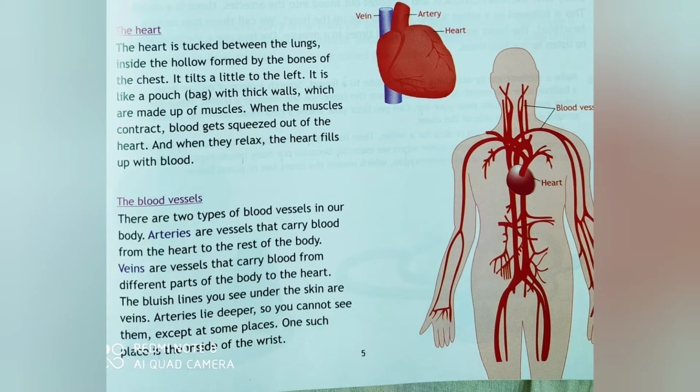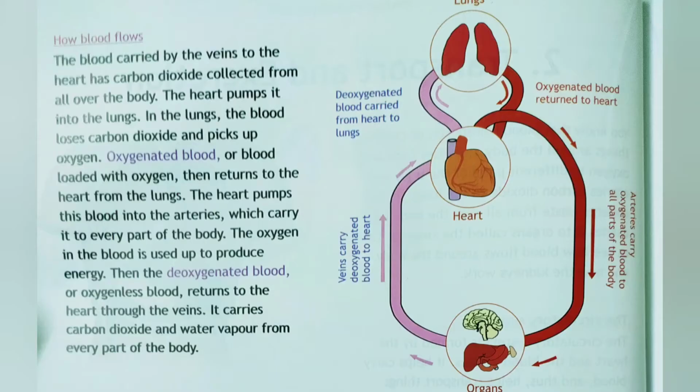Arteries are vessels that carry blood from the heart to the rest of the body, and veins are vessels that carry blood from different parts of the body to the heart. Arteries lie deep, so you cannot see them, but veins lie superficial under the skin. Students, you can turn to the next page, page number 6.